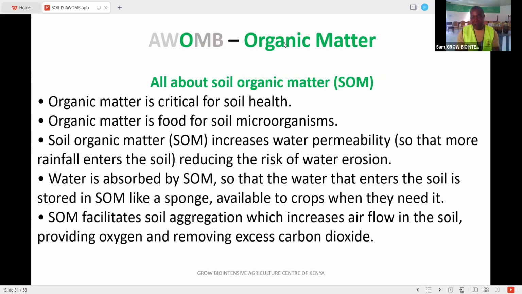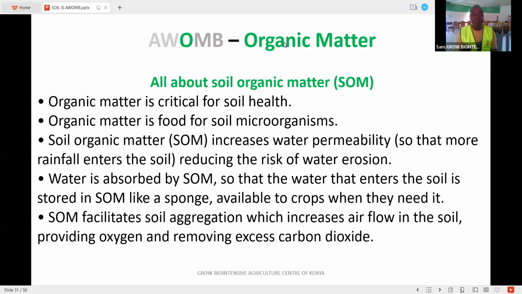I repeat again, farmyard manure from livestock, from say cows or goats or pigs or chicken, contains high amounts of nitrogen. But I want you to understand that excess nitrogen in the soil is poisonous because it causes what we call nitrogen toxicity. Nitrogen toxicity attracts a lot of pests and diseases in your farm. And so it is not the best.